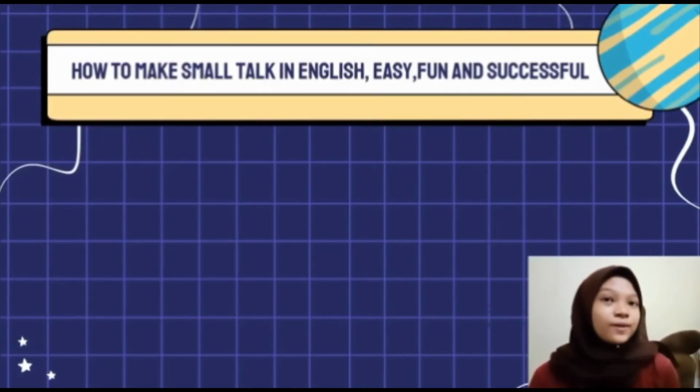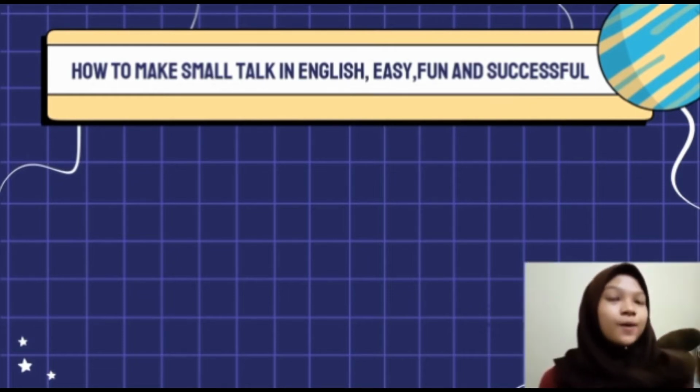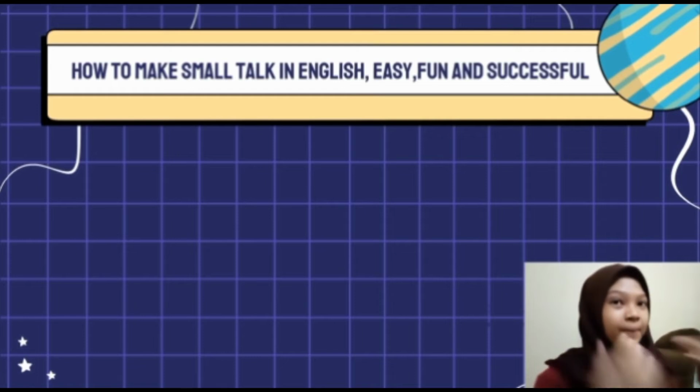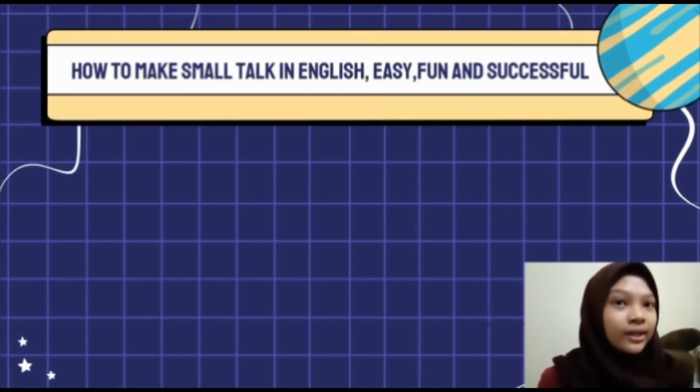Okay, these are some examples of topics that we can use when we want to do small talk at the office. So, for the next material, we will learn about how to make small talk in English easy, fun, and successful. Why do we need to learn about this material? Because from this material, you can get to know a new coworker and develop better relationships with the people that you see at work regularly.